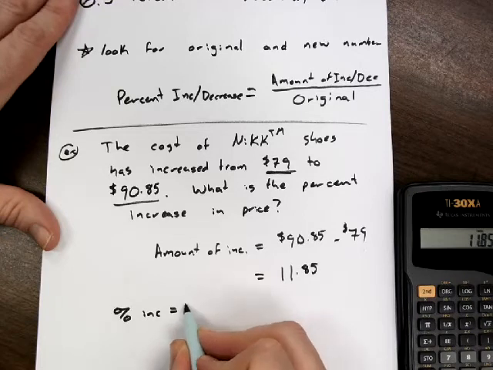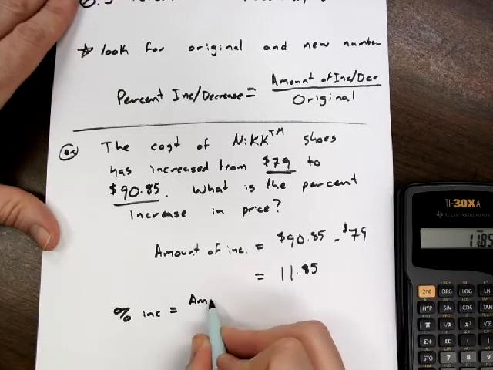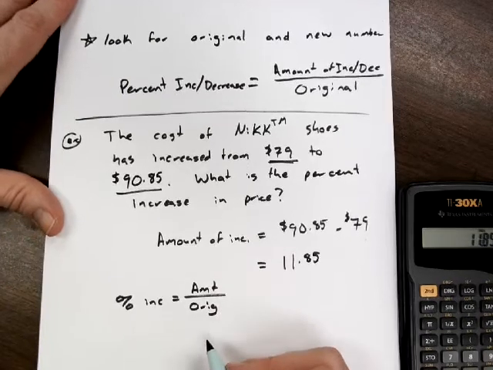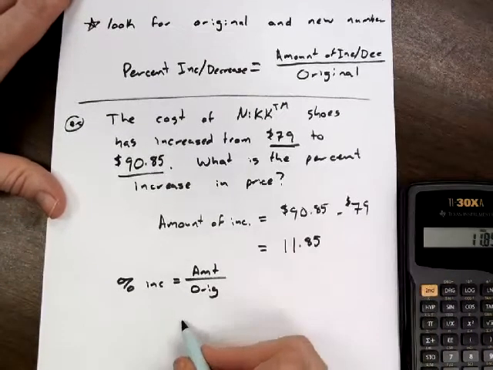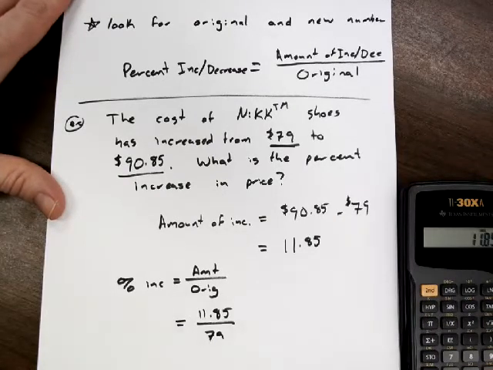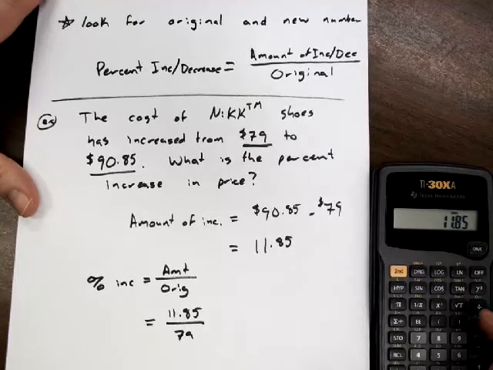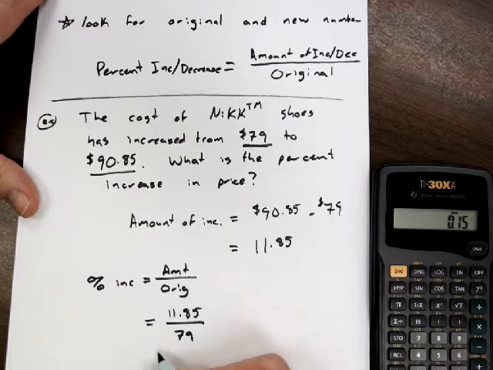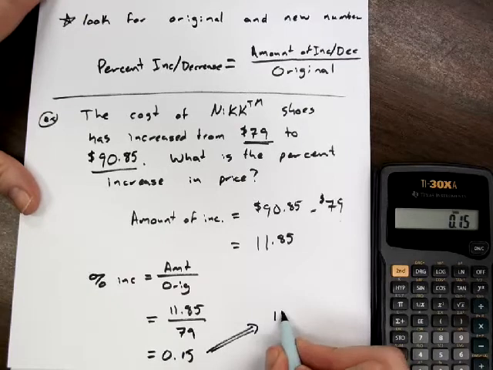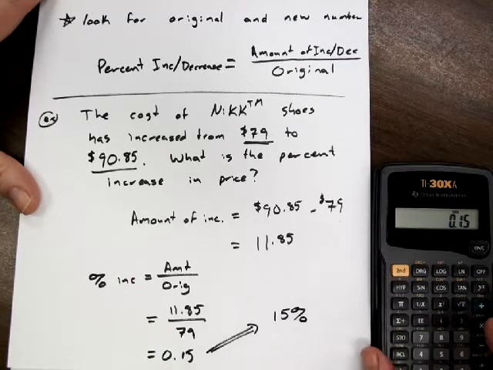And we take that amount divided by our original. Now our original here was $79, so that's going to be $11.85 divided by 79. So we've got my $11.85 here. I'm just going to go ahead and divide that by 79. That's our original. And this is a 0.15, which I can say that's going to be the same thing as a 15% increase.